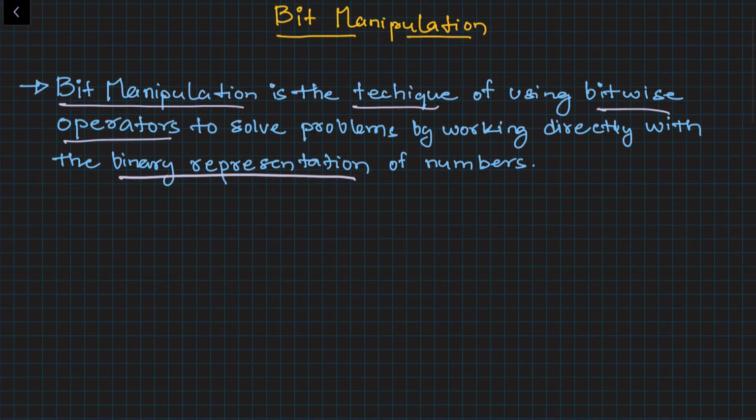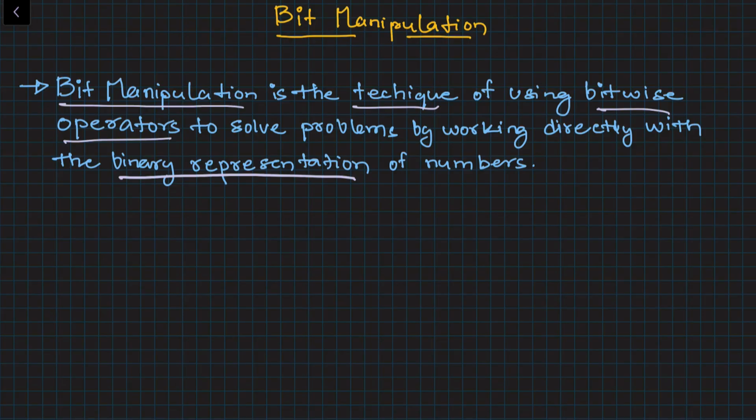Okay, so let's start with the basic definition of bit manipulation. Bit manipulation is a technique of using bitwise operators to solve problems by working directly with the binary representation of numbers. So what do we understand by this definition? In the bit manipulation technique, we directly get control over the binary representation of the data, and we perform certain operations to achieve the desired output. I hope you understand this basic definition. Some important terms we should understand are bitwise operators and binary representation. We will cover these in detail in this video.